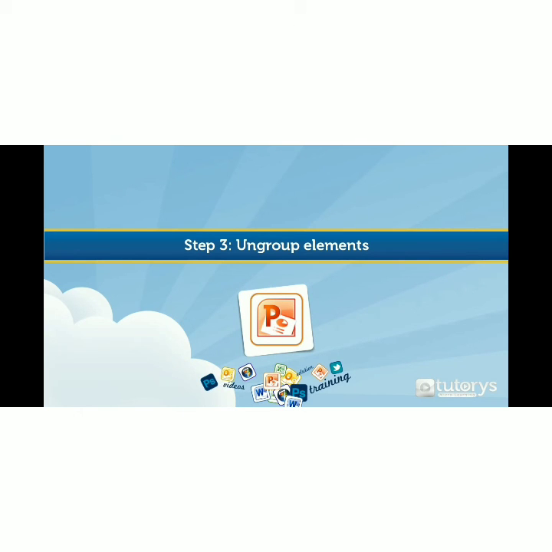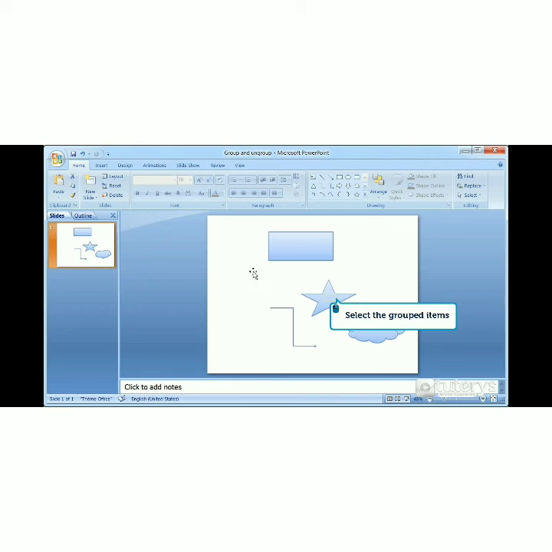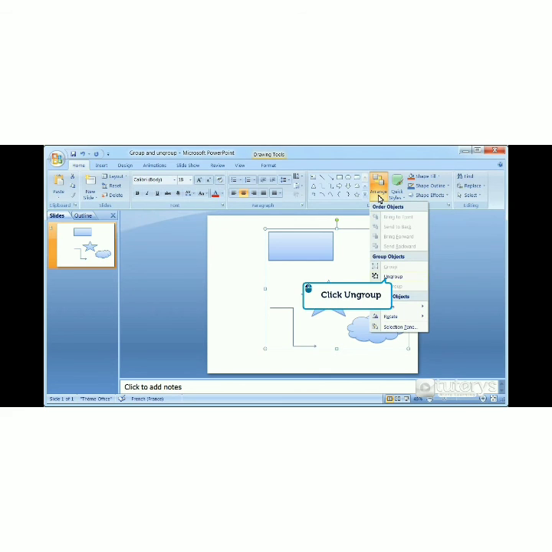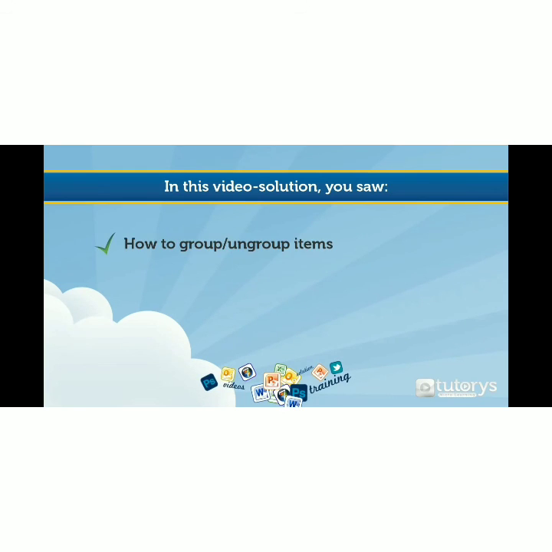And for ungrouping the elements, how will you do that? First of all, select all the grouped items. After selecting this, again click on the arrange option, and now you have to click on the ungroup option. All the images will be ungrouped.